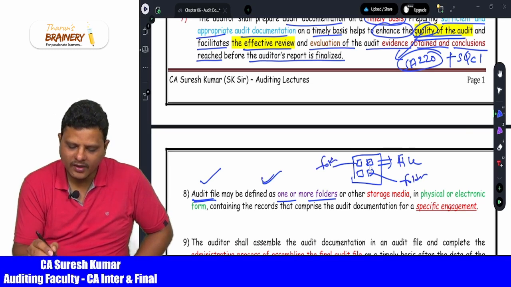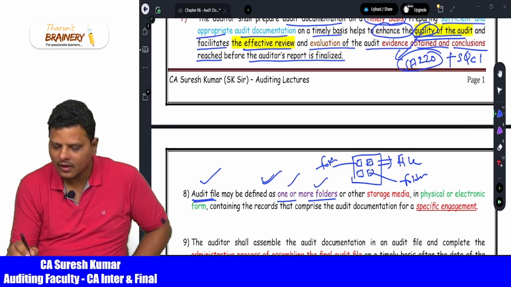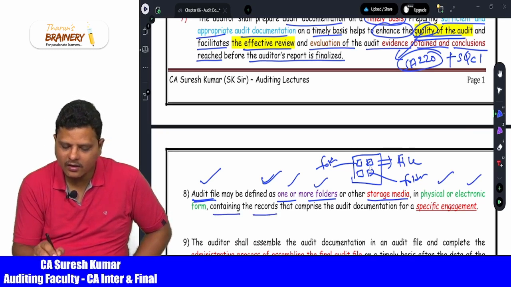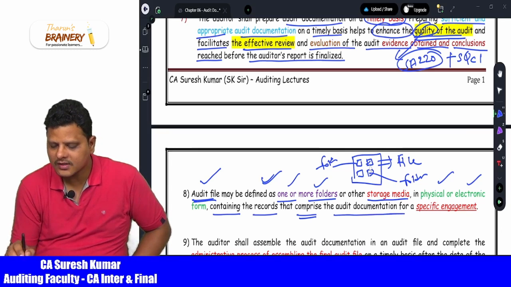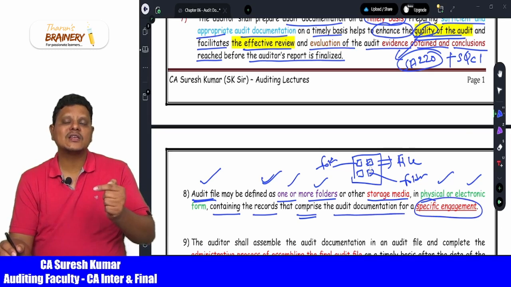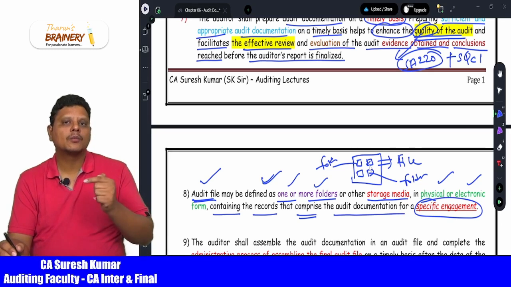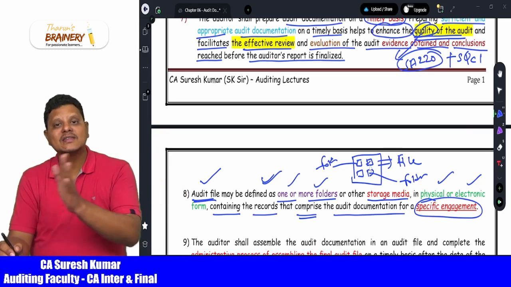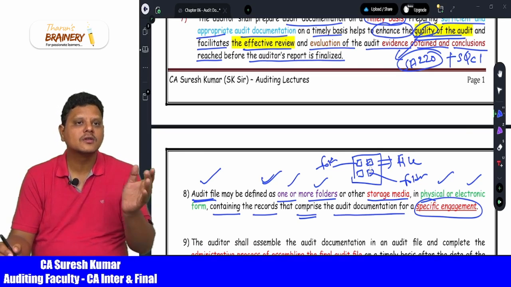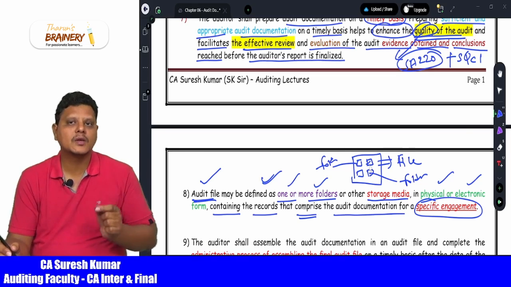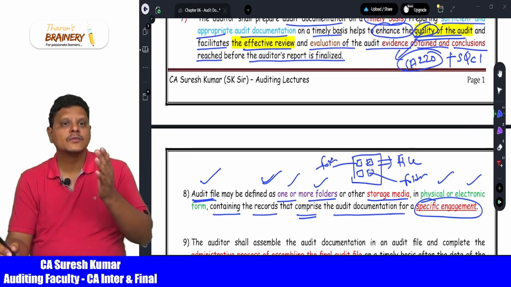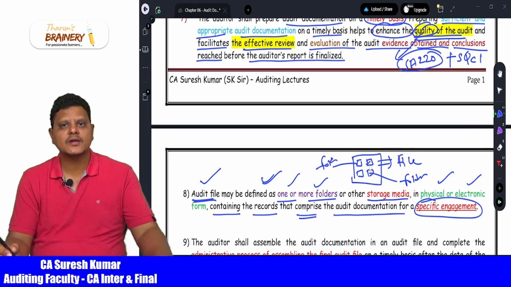Now audit file may be defined as one or more folders or other storage media in physical or electronic form, containing records that comprise audit documentation for a specific assignment. Point to be noted here is, for each and every specific assignment, auditor has to maintain a separate audit file for easy reference. How a CA student keeps separate notebooks for writing summary notes and important points for easy reference, exactly on similar lines, here also auditor has to keep separate audit files for the separate assignments.